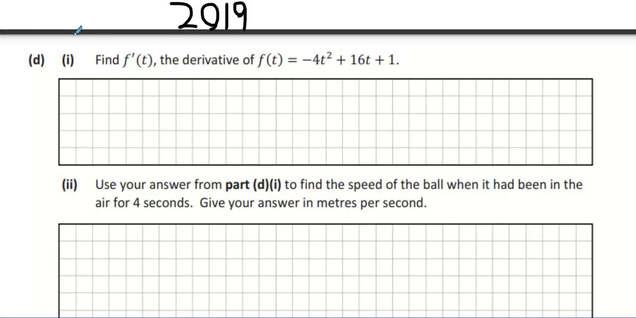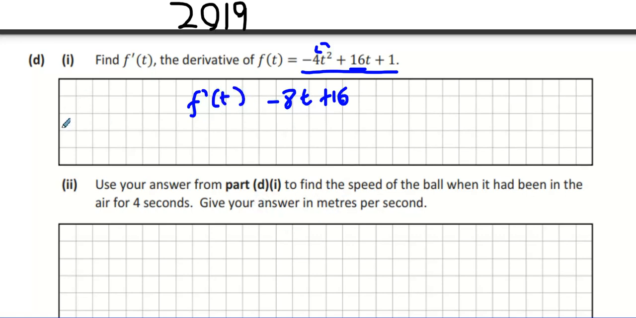Now, finally, the derivative. Find f'(t), the derivative of this function. Absolutely. Bring the 2 to the front, multiply by the minus 4, and get minus 8t. Take 1 away from the power, so 8t. Differentiate 16t, and you just get 16. Differentiate 0, you get 0. And that'll be f dash t.